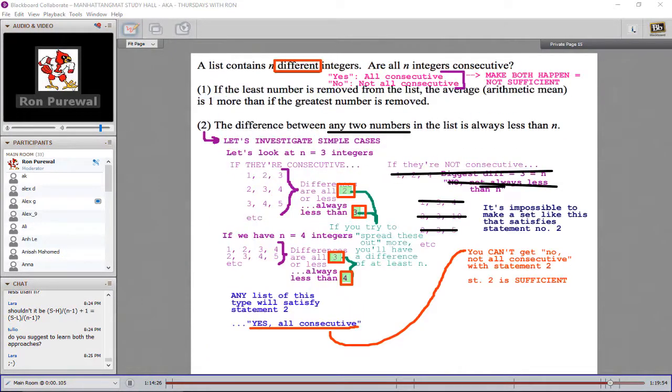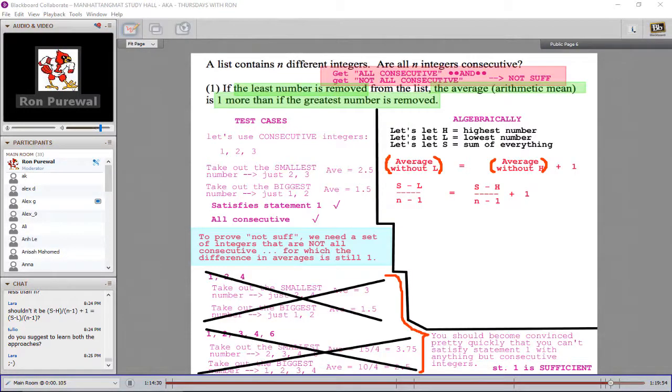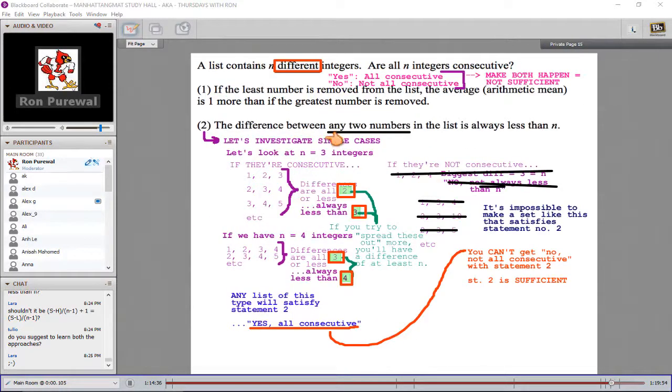But no, we don't care about differences of 1, because if you were looking at differences being 1, then you would have to look at every single difference between every pair of numbers. But look at this, right? All you have to look at is the difference between the lowest number and the highest number. That's all you have to look at.